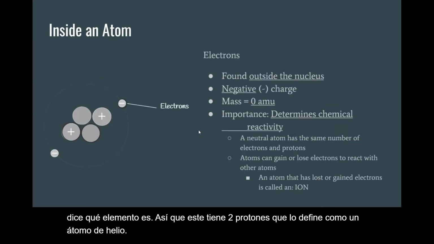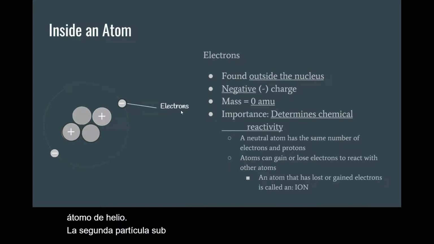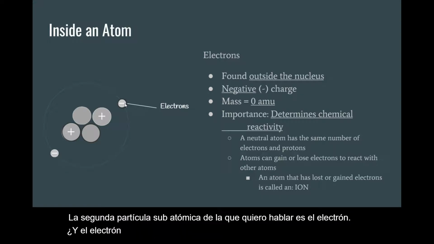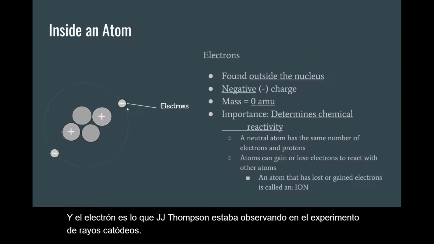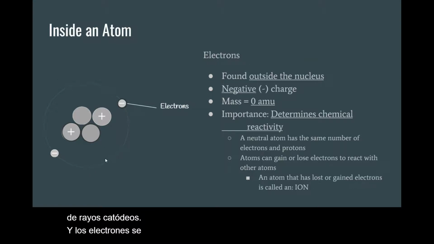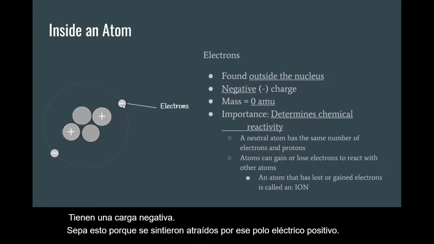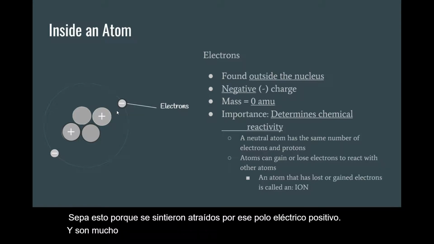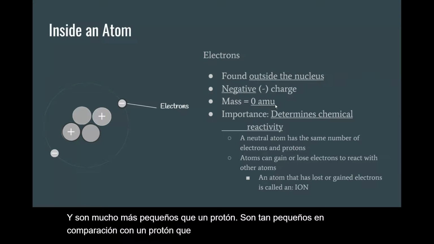The second subatomic particle I want to talk about is the electron. And the electron is what J.J. Thomson was observing in the cathode ray experiment. And electrons are found outside of the nucleus. They have a negative charge. We know this because they were attracted to that positive electrical pole. And they are much smaller than a proton. They are so small compared to a proton that they are assigned 0 atomic mass units.